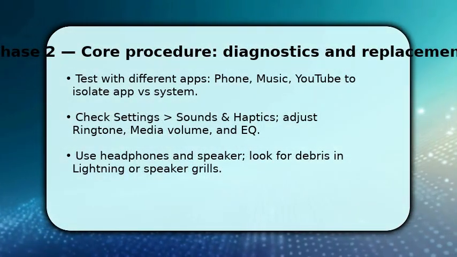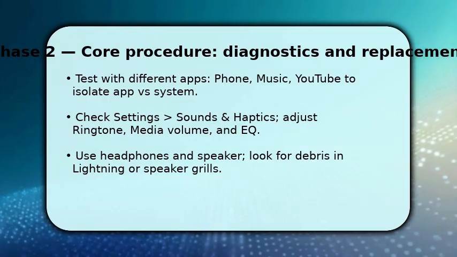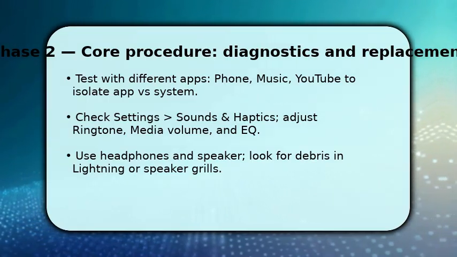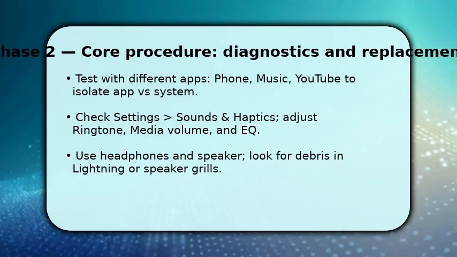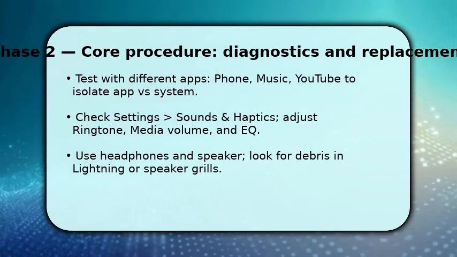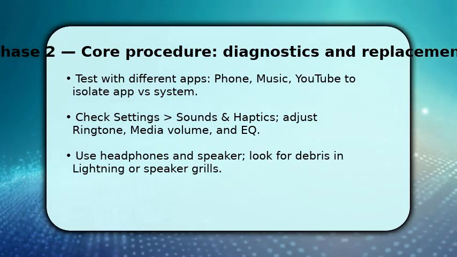Now you methodically map where sound fails. Play audio in multiple apps to tell whether it's app-specific or system-wide. Then dive into settings, sounds, and haptics. Adjust ringtone and media volumes and toggle change with buttons. This explains volume behavior. Physically inspect the lightning port and speaker grills.